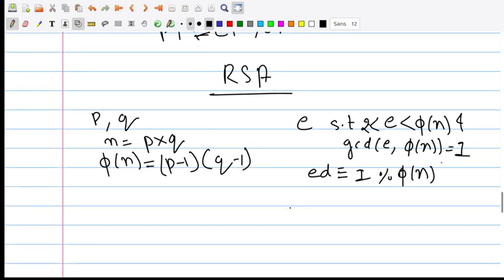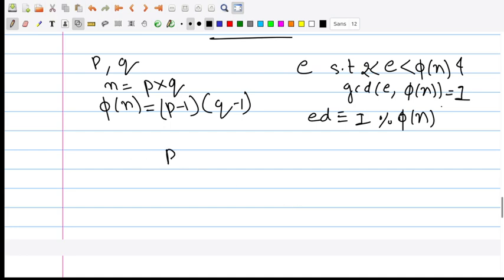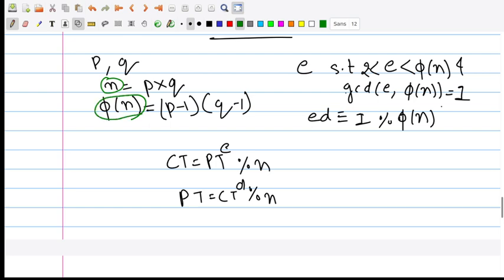Once we had that, we perform encryption and decryption: ciphertext equals plain text to the power of the public exponent modulo n, and plain text equals ciphertext to the power of the private exponent modulo n. Here we have seen various components. This was our modulus, this was our Euler's totient function, and then we have the public exponent and the private exponent.